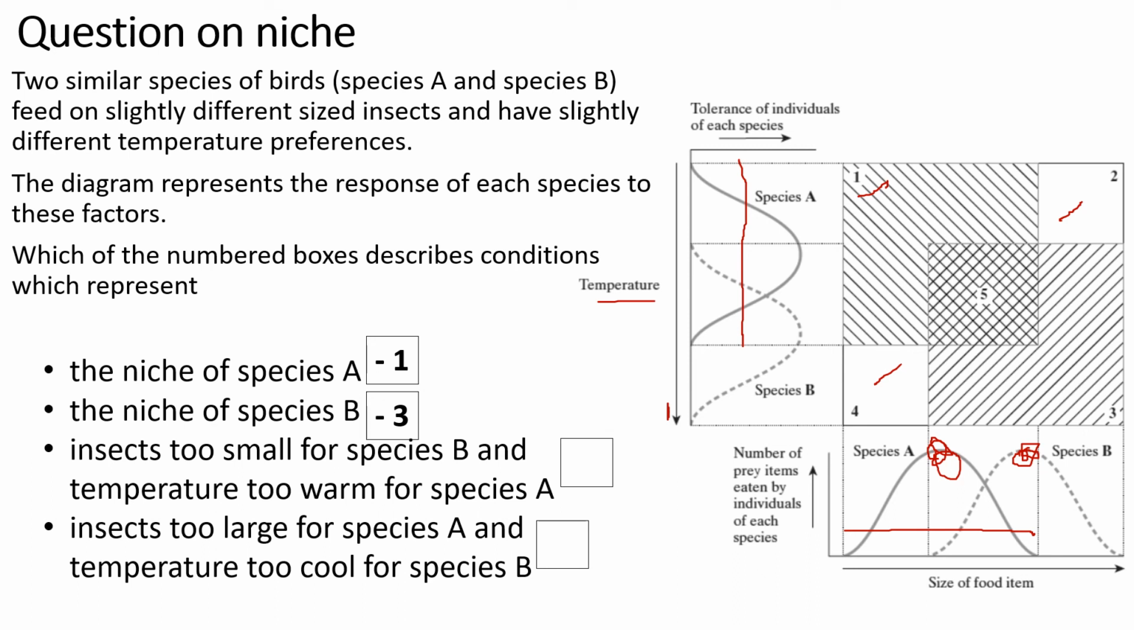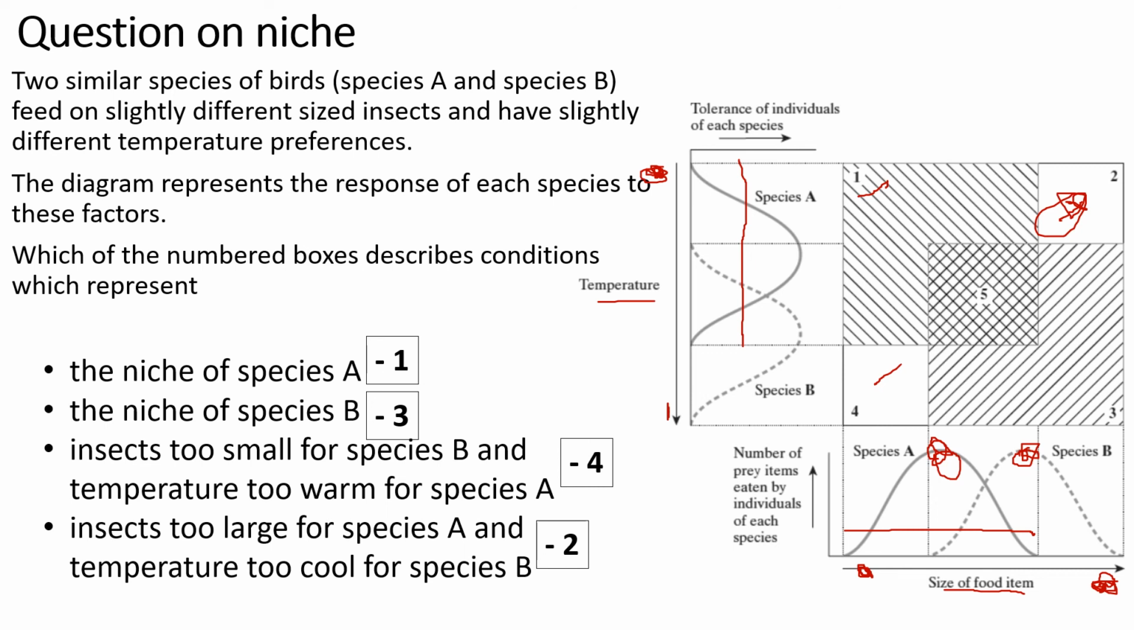In terms of species B, we're talking about insects being too small, so we're looking at the size of the food item. We're looking at the smaller end of the size of the food item, which means we must be talking about area 4. Where we've got insects too large for species A, well, again, we're talking about size of food item, and we're talking this time about the larger end of the size of the food item, which is where the arrow is on the right hand side. And we're talking about a temperature, but we're looking at species B, and we're looking at the lower end of the temperatures, which means we're looking at this end of that arrow, which is why we are looking at area number 2 for the last section.